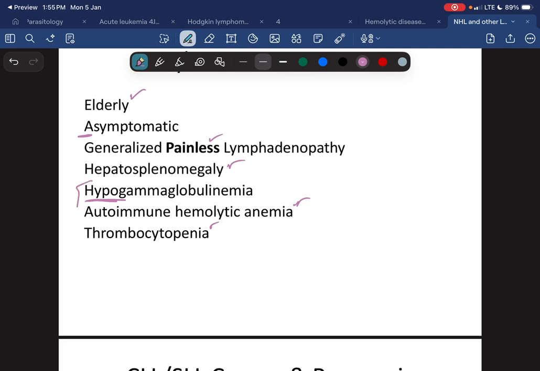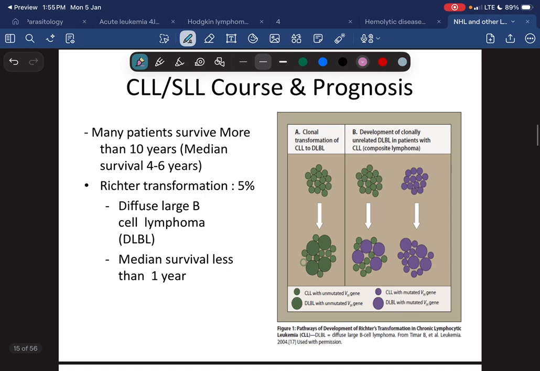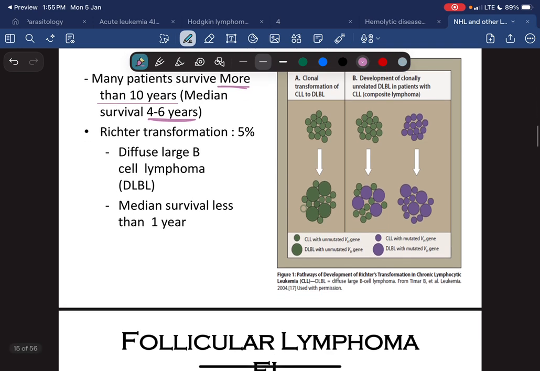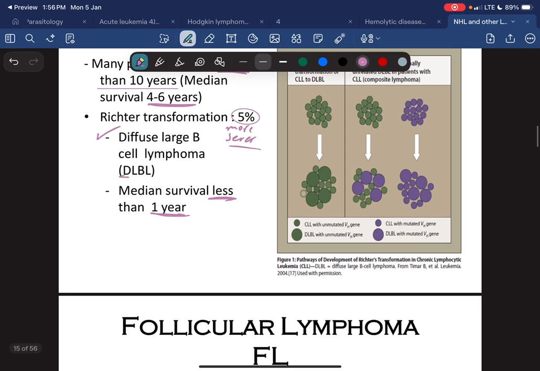Median survival for patients with CLL, SLL, 4 to 6 years. However, there is a small risk, about 5%, of transformation to more aggressive forms of lymphoma. في 5% للبيشنت اللي عندهم CLL ممكن يتحول من indolent low grade lymphoma أو leukemia اللي هي CLL to more aggressive form اللي هو diffuse large B-cell lymphoma DLBL. تقريبا هي one of the most aggressive lymphomas, DLBL, seen in 5% only من CLL can transform to DLBL.